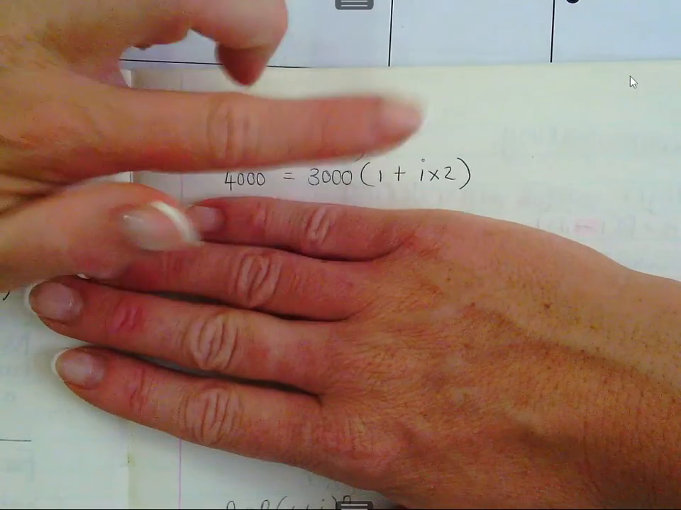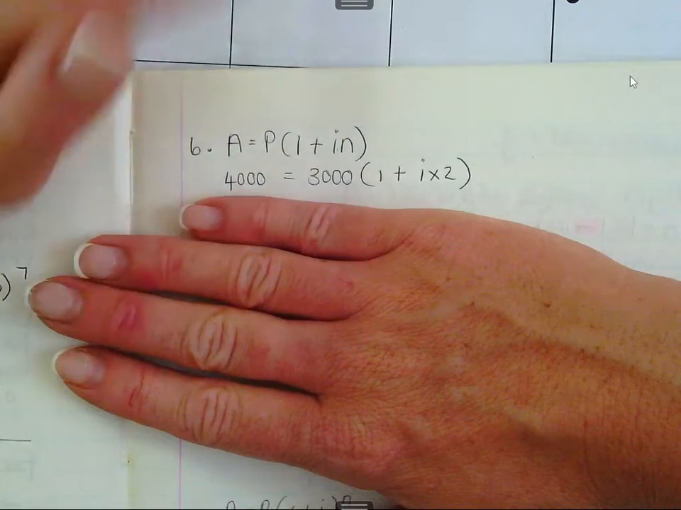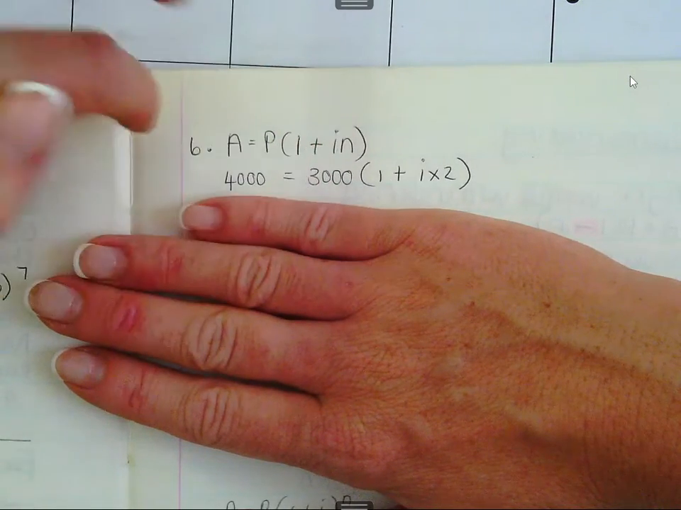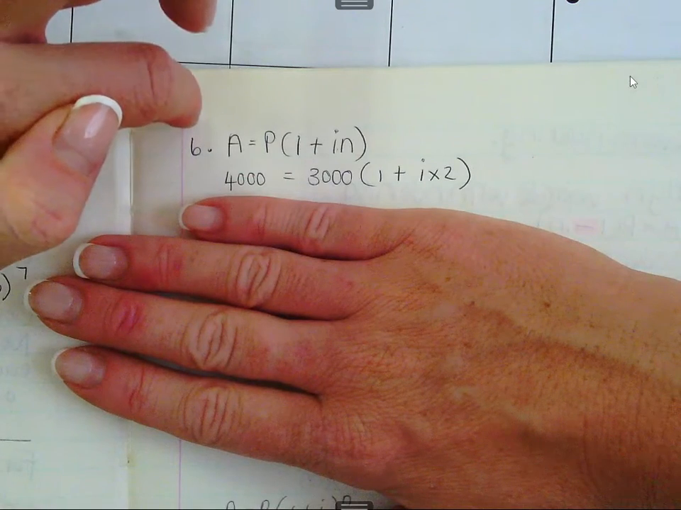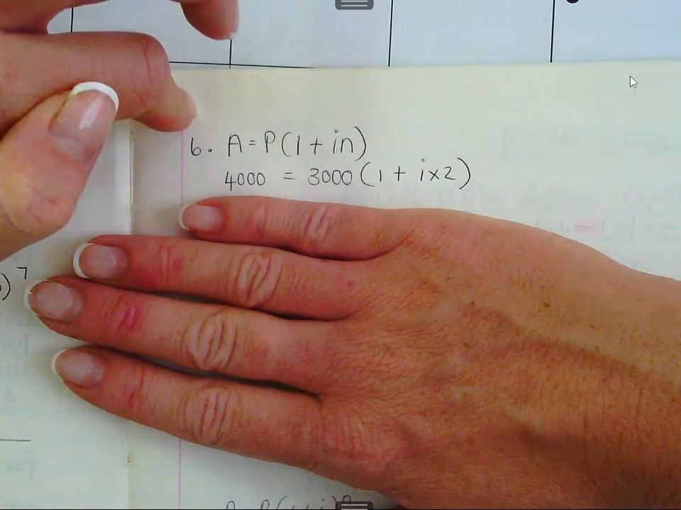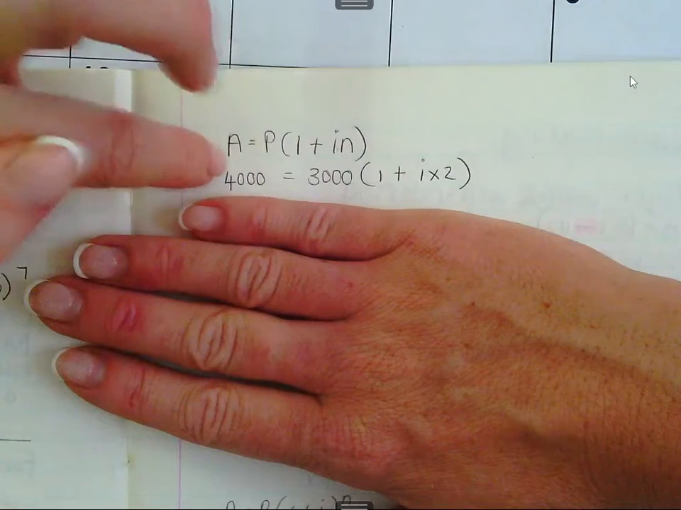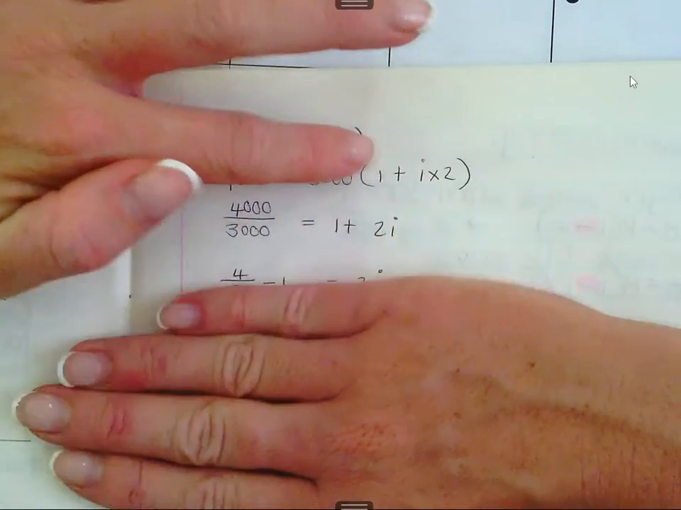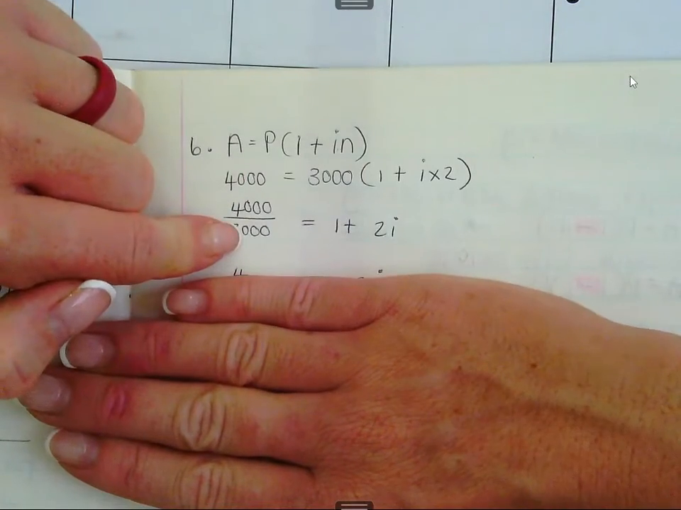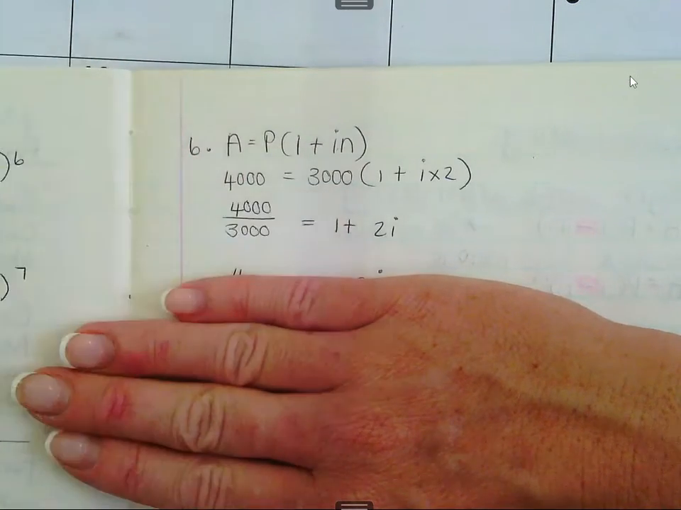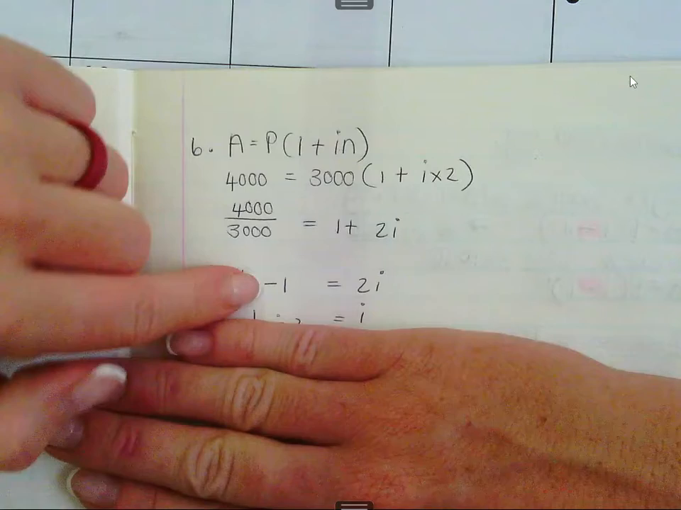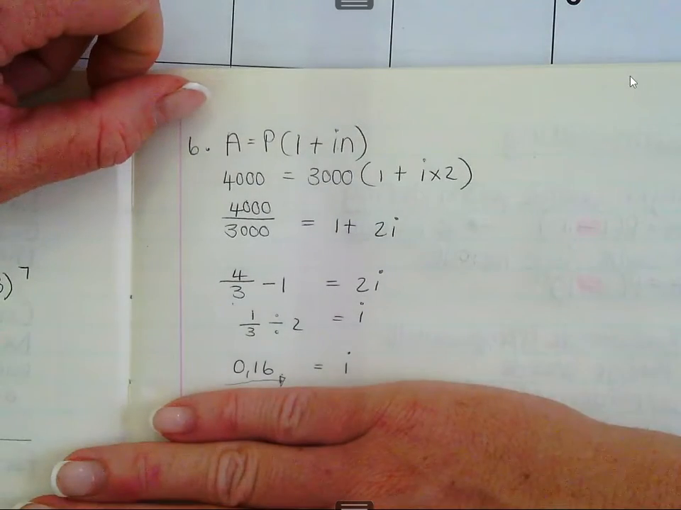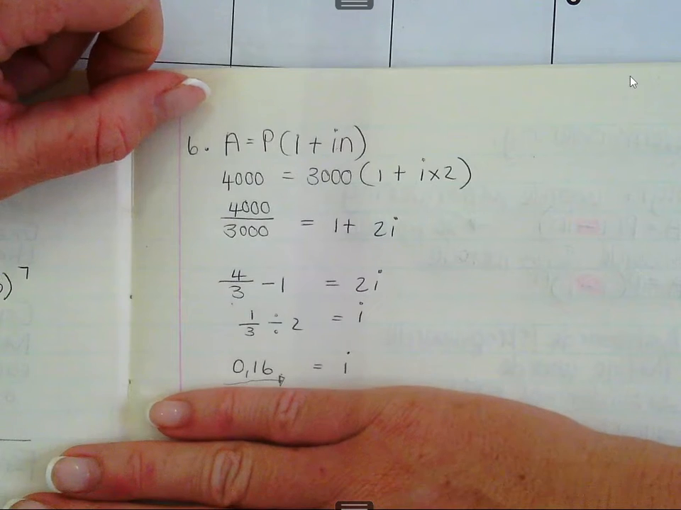So once you did that, I saw with the Afrikaans course as well, many learners took the 3,000 over and subtracted it. Was that the problem with you as well? Not. Okay, so I divide with 3,000 to get it away from that bracket. So it's 4,000 over 3,000. Then I take the 1 over, I subtract it, and then I have to divide with 2, and then I get an answer of 0.16, which sometimes feels a bit funny.